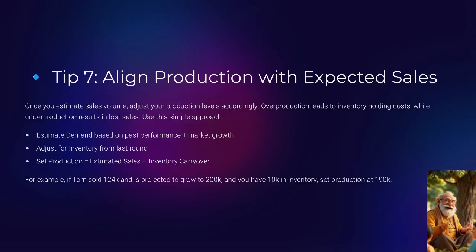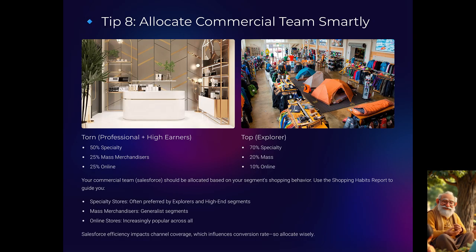Small Blue Diamond Tip 8. Allocate commercial teams smartly. Your commercial team, sales force, should be allocated based on your segment's shopping behavior. Use the Shopping Habits Report to guide you. Specialty stores are often preferred by explorers and high-end segments; mass merchandisers, generalist segments; online stores, increasingly popular across all. For example, Torn, professionals plus high earners: online 50%, specialty 25%, mass merchandisers 25%. Top, explorers: online 70%, specialty 20%, mass 10%. Online sales force efficiency impacts channel coverage, which influences conversion rate, so allocate wisely.